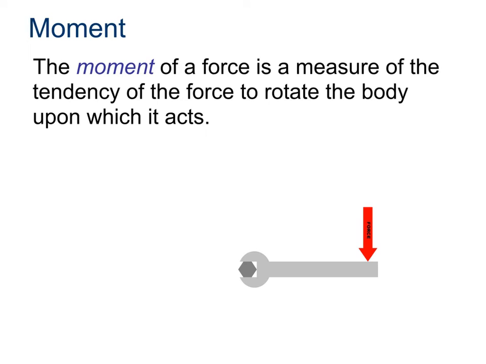Okay, so a moment of a force is a measure of the tendency of the force to rotate the body upon which it acts. Rotate is pretty important here. So what you'll see happening is that this force will either rotate in that direction, or it might push the other way and rotate the other direction. So a force is being applied to something and it's causing it to rotate. So the moment is that force that's causing the rotation.